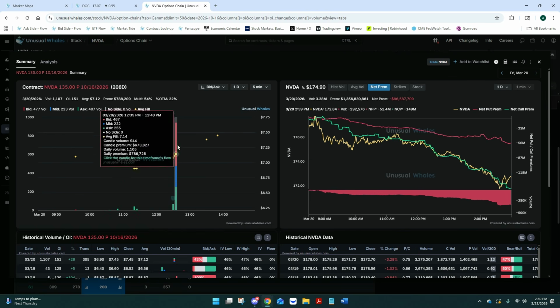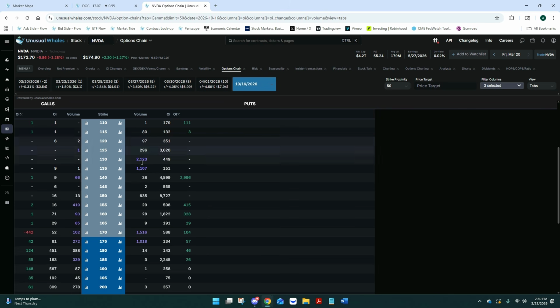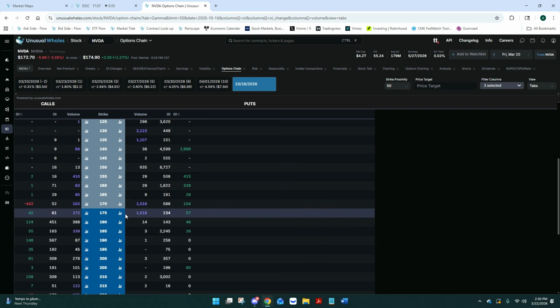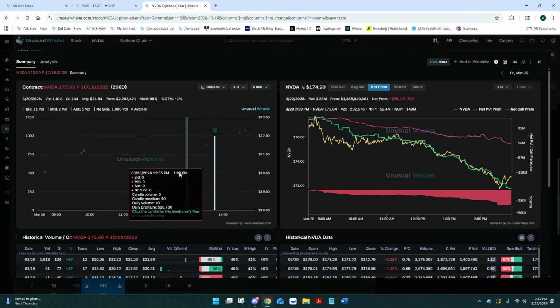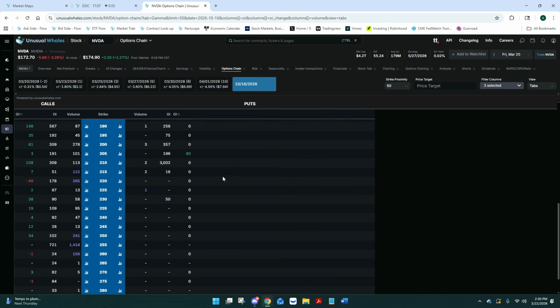135. And I'm seeing call, I'm seeing ask, mid and bid side. Probably nothing of interest there. The 170, that's the one we looked at originally. How about that 175? Again, this is why it's important to look through that, because you're seeing it's a lot of no side. It's nothing very interesting here.